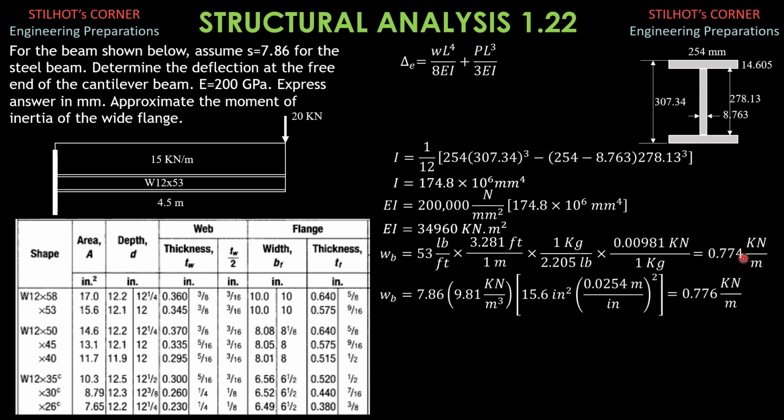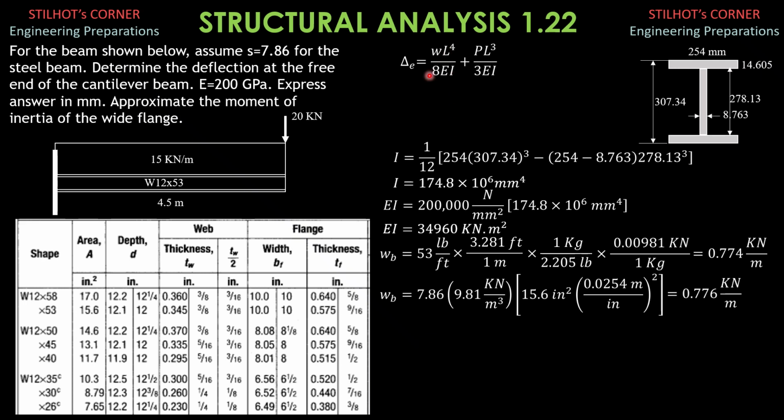So if you use 0.774, if you substitute, the answer will not change. The answer is the same if we round off values to 4 significant figures.